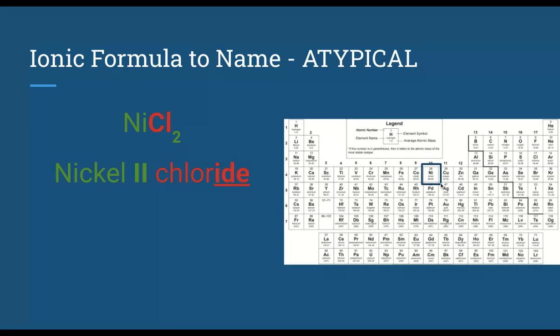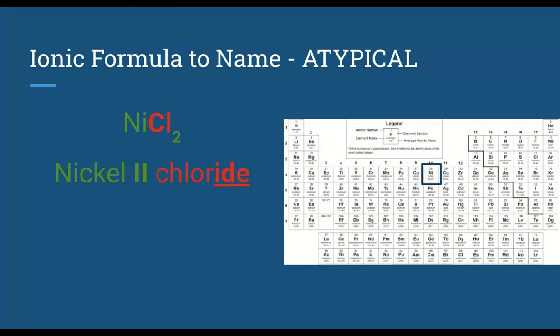I can see that nickel is in the transition metal D block section, which typically requires a Roman numeral in the name. So to identify what Roman numeral I'm going to use, I need to uncrisscross my charges. So the 2 that's on the outside of chlorine must have come from nickel being 2+. That's how I'm going to know that my nickel needs to have the Roman numeral 2, and then chlorine just changes its name to chloride because it's in a bond.